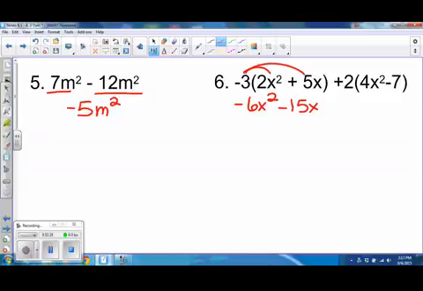Now I'm done distributing here. So now I'm going to move over here and I'm going to distribute this. Positive 2 times 4x squared is positive 8x squared. And then positive 2 times negative 7 is negative 14. Am I done? No. I'm not done. Bogdan, why am I not done? Because negative 6x squared and 8x squared are like terms, so you have to combine them.